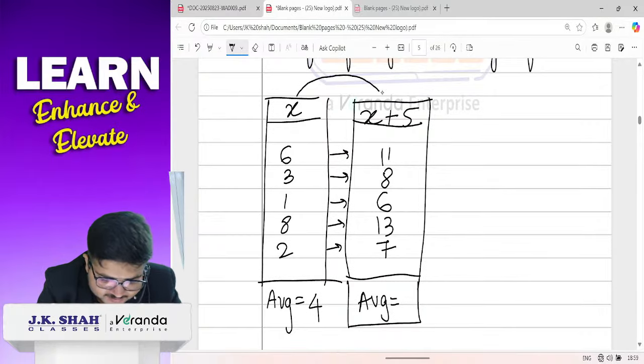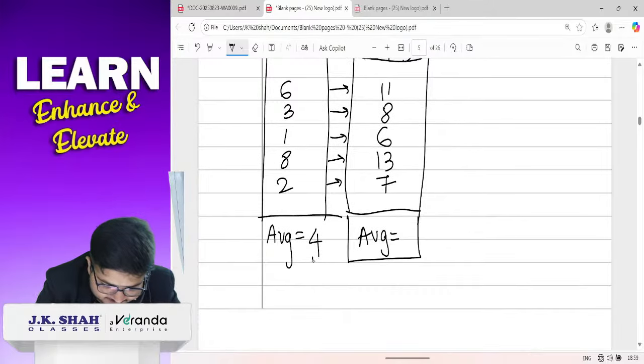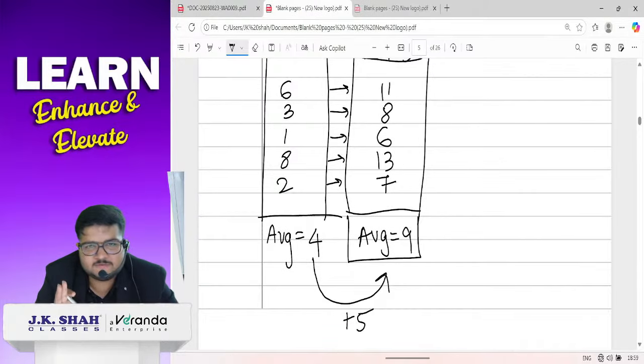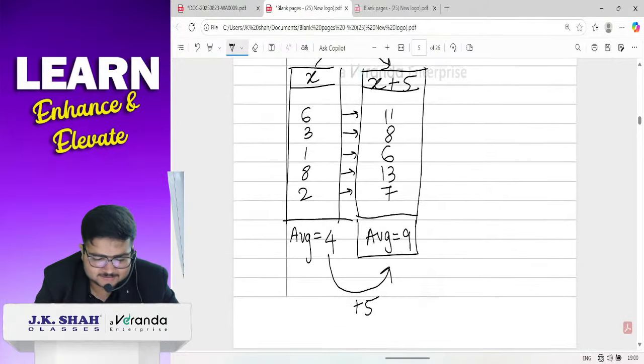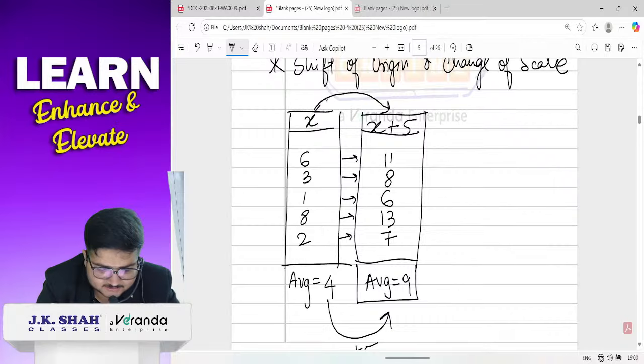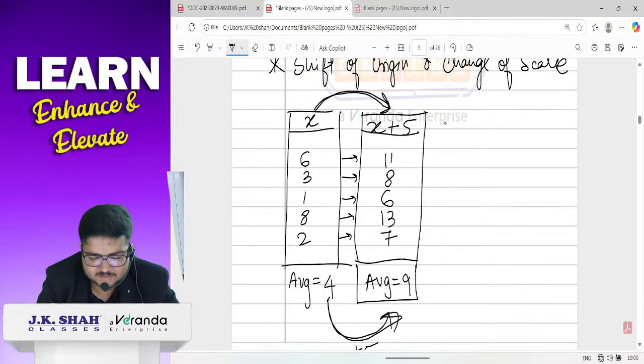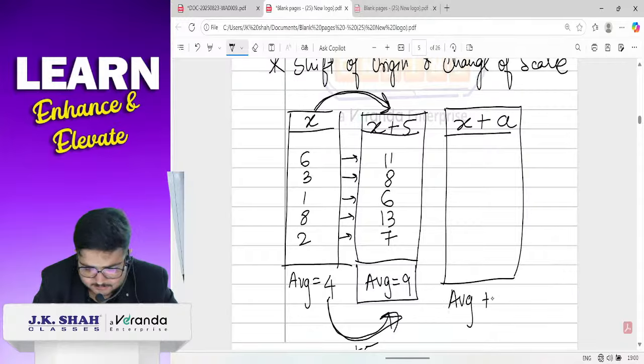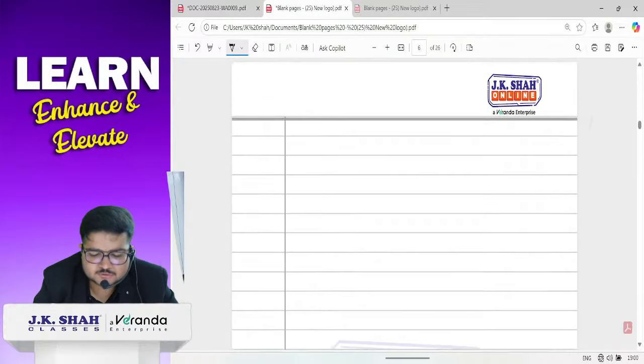If every observation is increased by 5, the average will also increase by 5. So the average is 9. If you calculate, you will get 9 as the average, but you don't have to calculate, you have to apply the trick. If every observation is increased by any number, the average will also be increased by the same number only. Similarly it applies to all the operations.